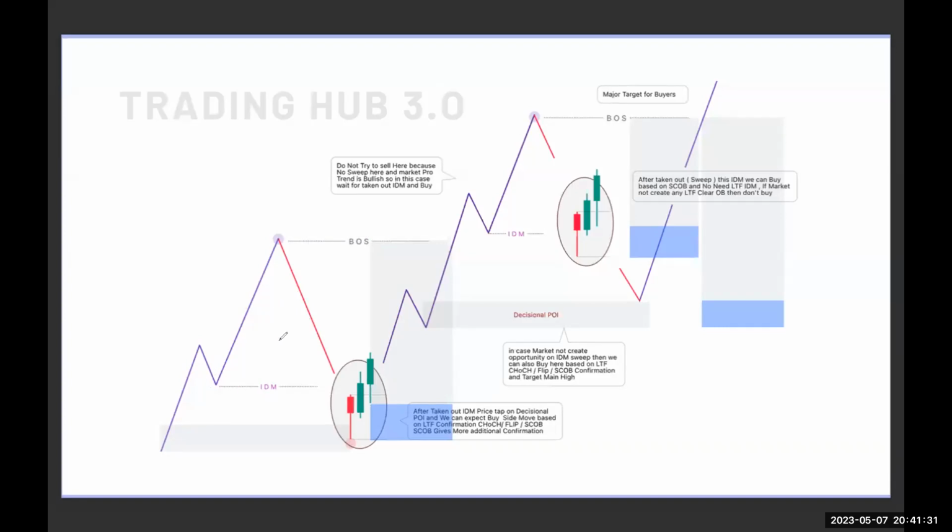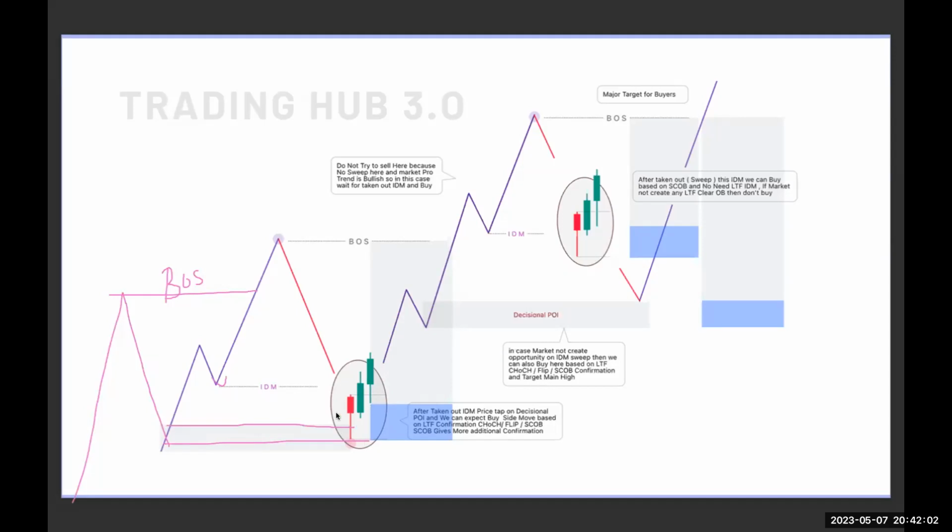So at this point, what happened here? For example, here is a break of structure. After the break of structure, the market must take out the inducement. So where is the inducement here? The market took out the inducement and mitigated the order block here. After taking out the inducement, price can tap on your unmitigated order block, and then you can buy there based on lower time frame confirmation, CHoCH and flip and T model, right? So this is the first scenario.